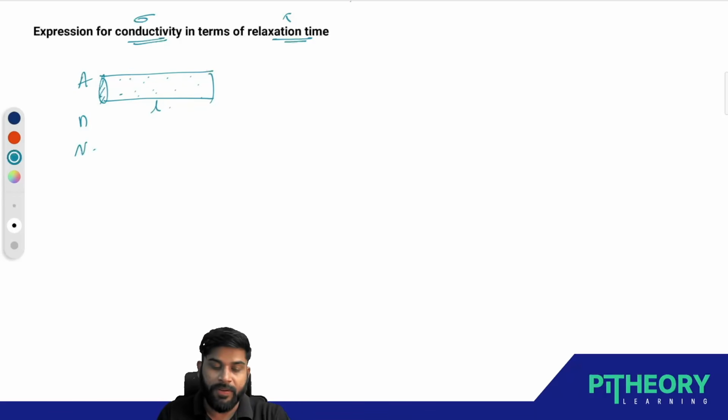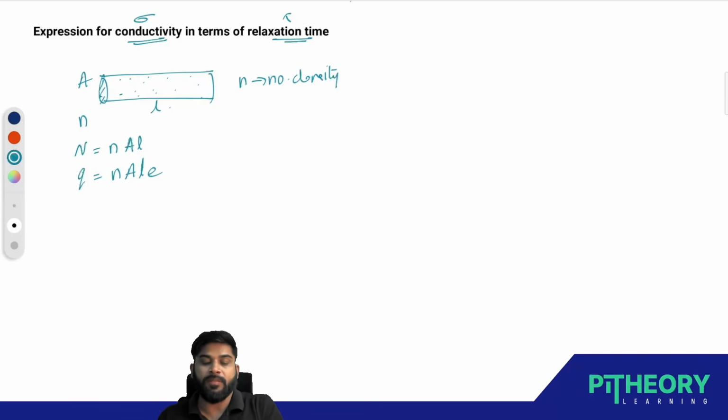So the total number of free electrons which are ready to move, you can write as N into A into L, where N is the number density of free electrons. Number density means number of electrons per unit volume. So into volume will give you the total number. So the total charge available to move within the conductor is NAL into the charge of an electron, which is e. The total charge available is NAL into e, charge of one electron into total number of electrons.